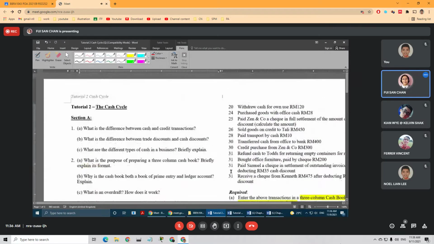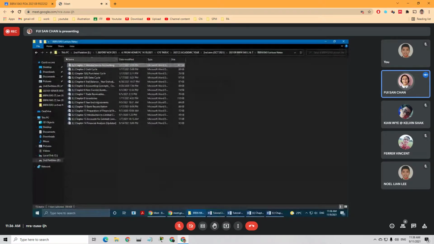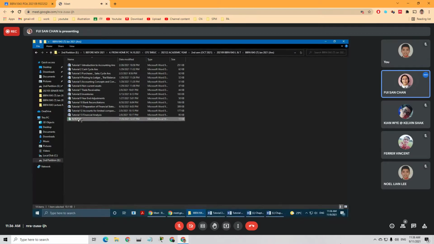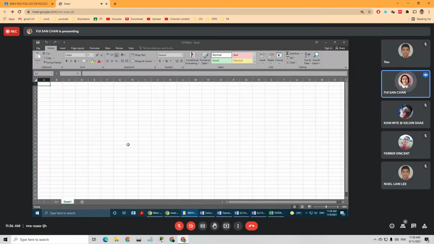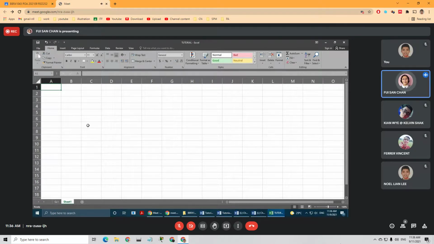I think this one we do together. Let me open up my Excel. I will be using a lot of Excel. I'm going to show you the whole thing, what the answer actually wants, A and B together. We are going to need a lot of ledger accounts, but first we start with a cash book. How do you construct a cash book? Our cash book is a three column, so I need 1, 2, 3, 4, 5, 6 columns. Okay, like this.